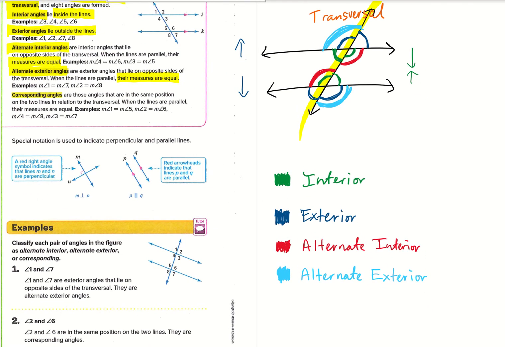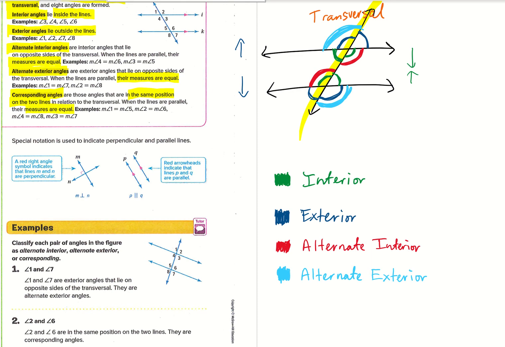I guess our last one that we have to look at would be our corresponding angles. Okay, so corresponding angles are the angles that are in the same position on the two lines. And again, when these are parallel, their measures are equal. So they're going to be the same angle.